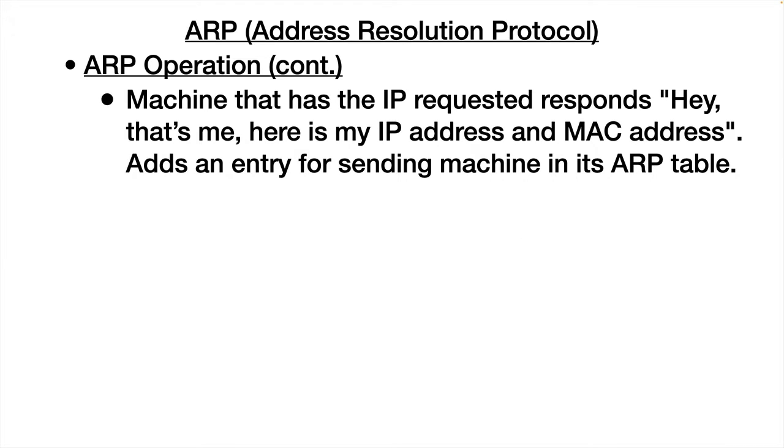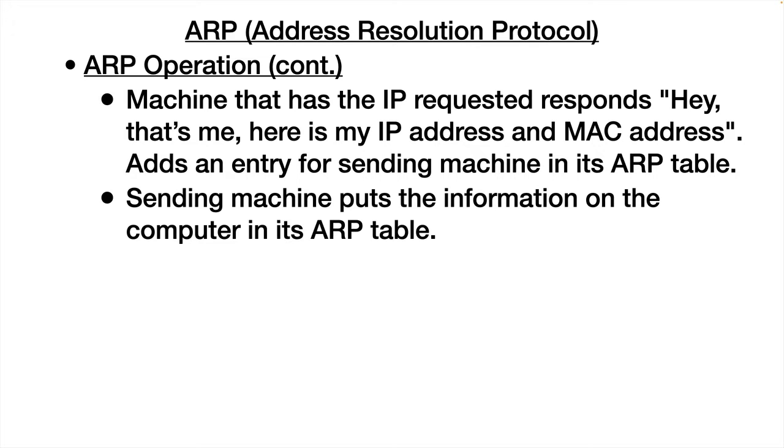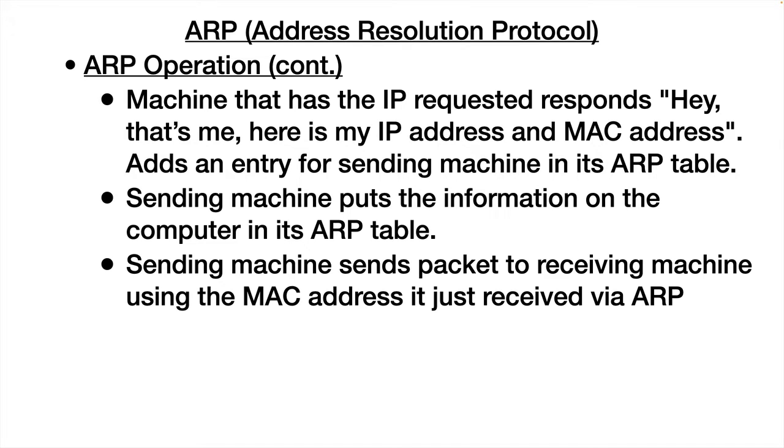However, the machine that does have that IP address responds back with, hey, that's me, here's my IP address and my MAC address. And it will add an ARP entry for the machine that sent out the ARP request. That gets transmitted out. The machine that initiated the ARP process will see that response. It has the information it needs, namely the MAC address, and it will enter the IP address and MAC address for the particular machine in its ARP table or ARP cache, and we'll talk about that a little later in this video.